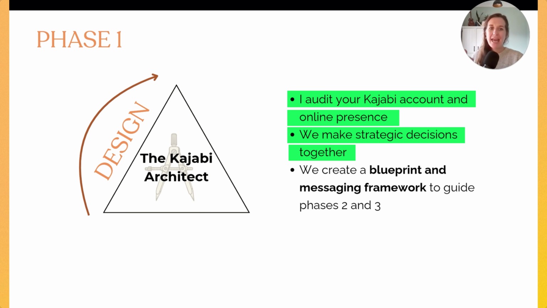What do we elevate? And then we'll create a blueprint and a messaging framework that will guide phases 2 and 3. That blueprint will include your approved strategy, your messaging framework, along with tips on how and where to apply it, and a client journey map so that we can visualize the whole thing. This phase is important because just like building a house, you need a blueprint before you can start building.